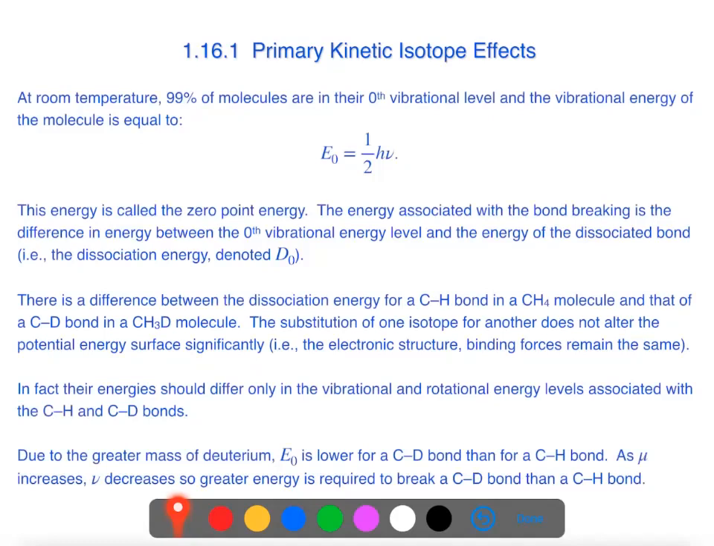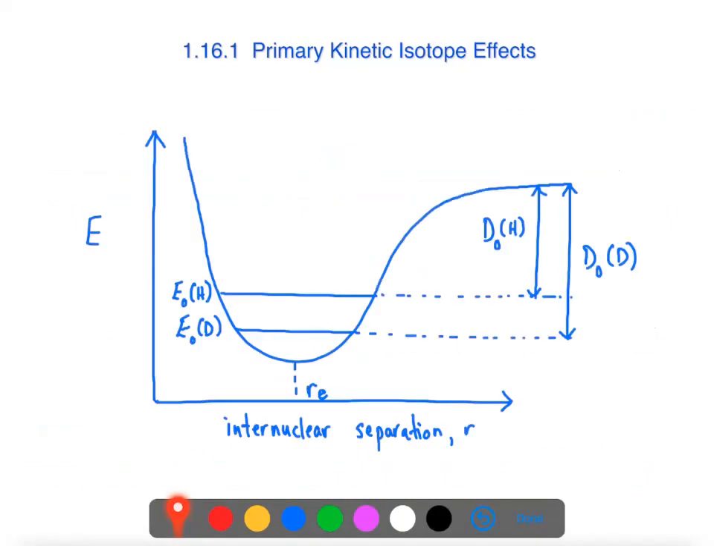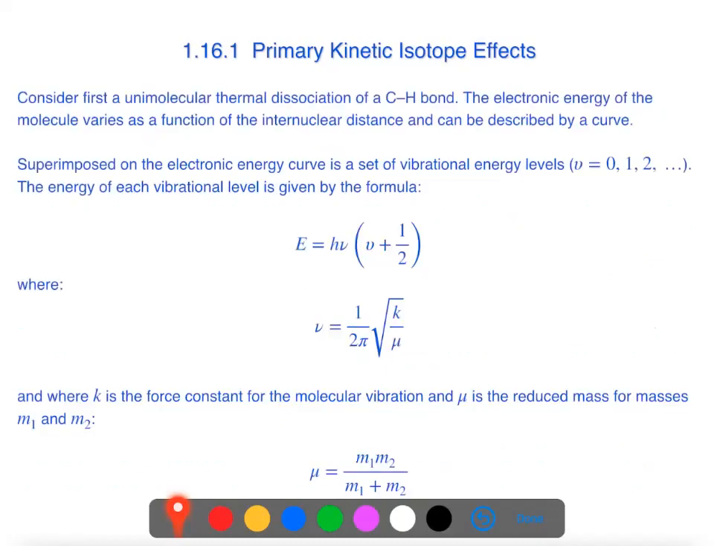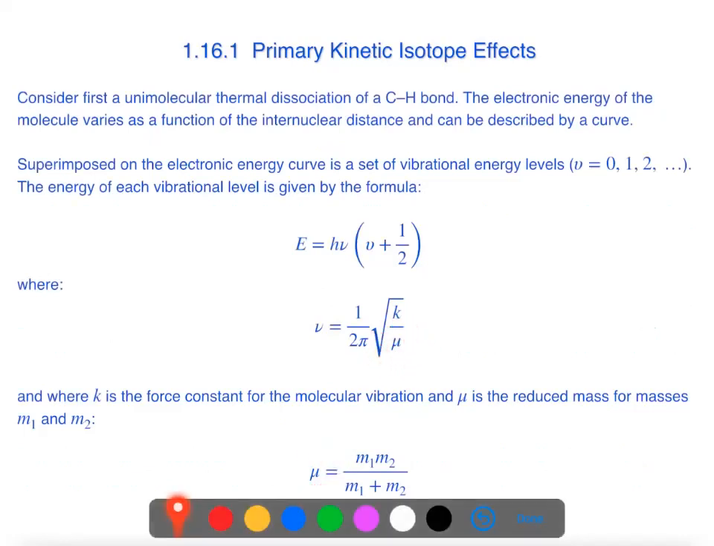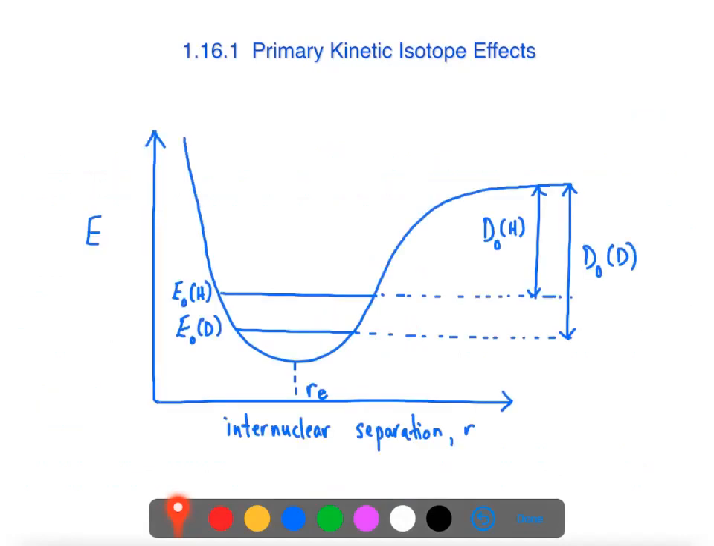Due to the greater mass of deuterium, the zero-point energy is lower for a CD bond than a CH bond. As the reduced mass increases, nu decreases, so greater energy is required to break a CD bond than a CH bond. If we go back to our expression for reduced mass, an increased value here is going to result in a decrease in nu. And so that's going to place the zero-point energy for a CD bond at a lower energy than the zero-point energy of a CH bond.